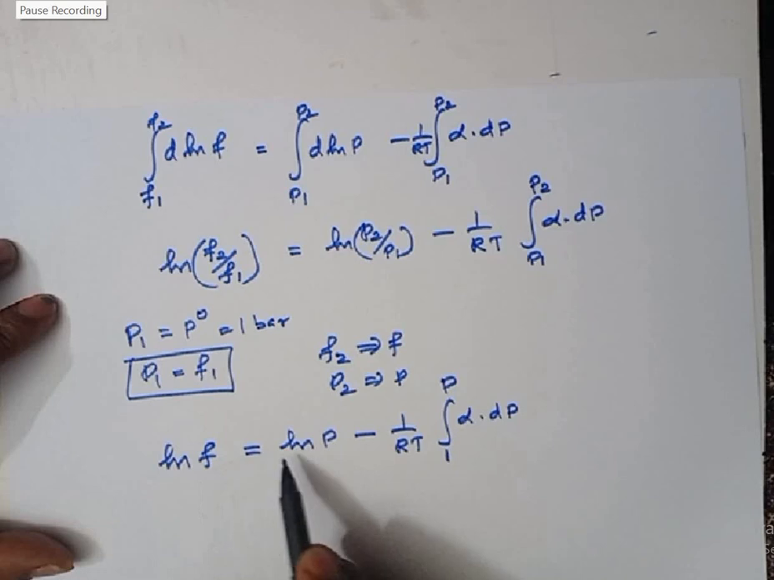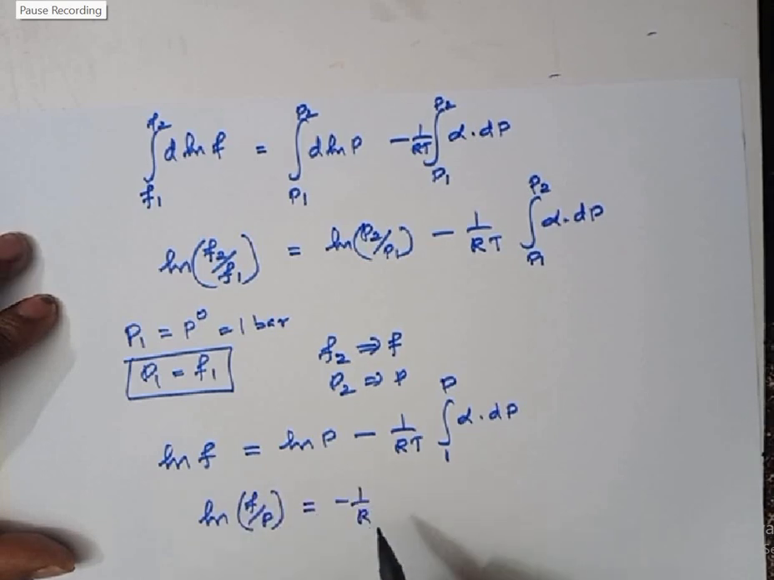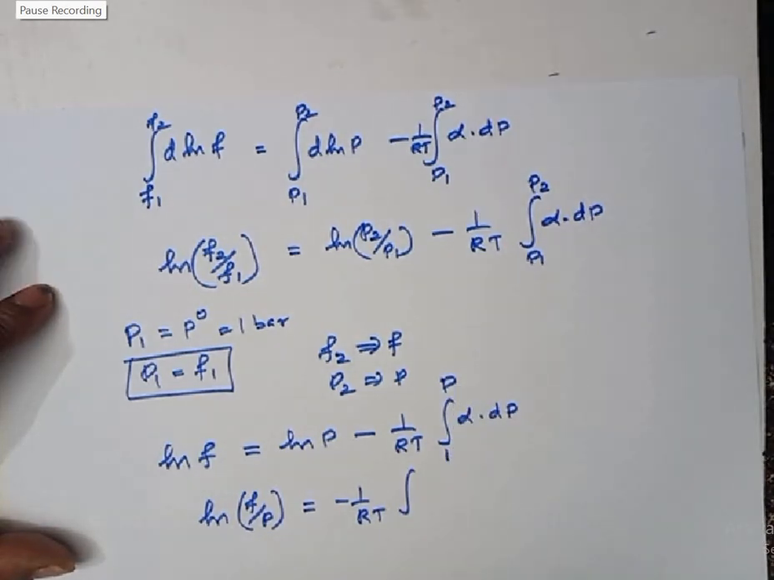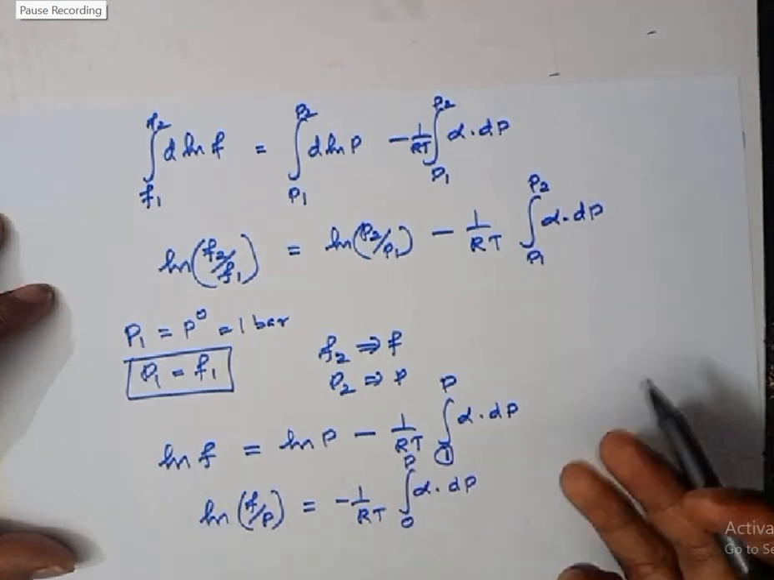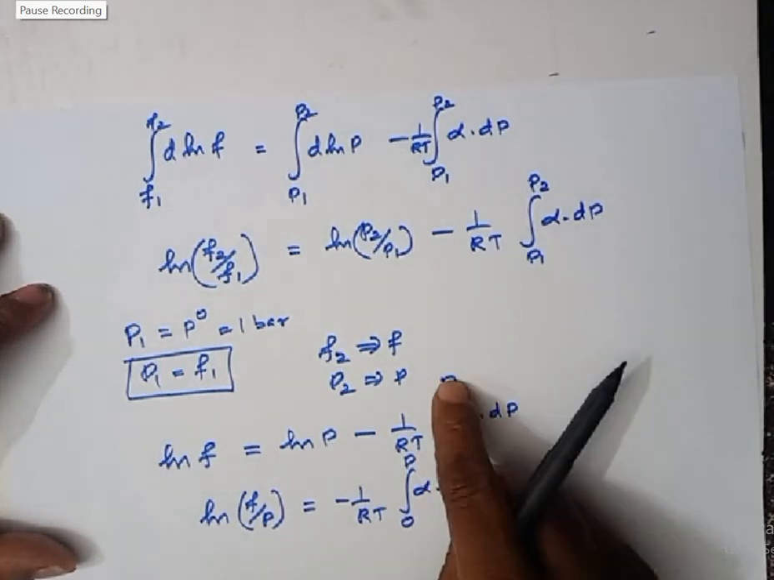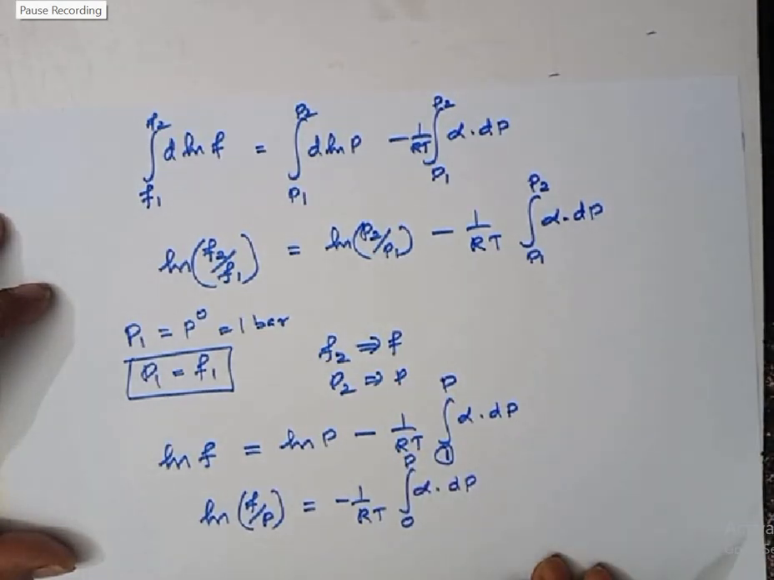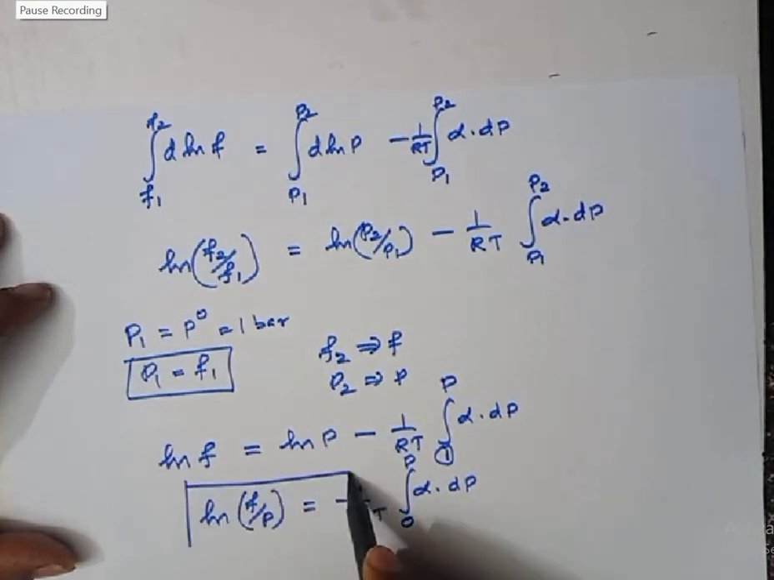I'll bring the ln P to the left hand side. So ln F minus ln P can be written as ln F by P, equal to minus 1 by RT integral. We have to integrate from 1 to P. Suppose we take that low pressure, just for calculation purposes, as 0, so 0 to P of alpha dP. You won't get a big change here. You have to integrate from 1 to P, right? If you integrate from 0 to P, nothing is going to change, or the change is negligible. You need not worry about that.